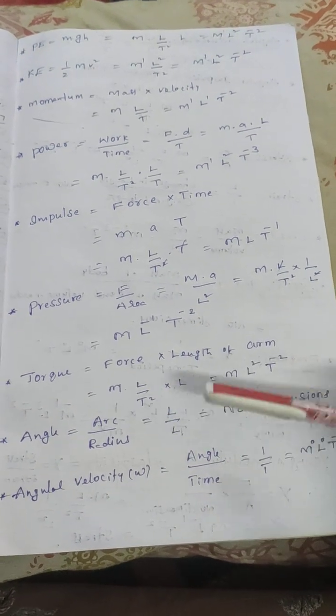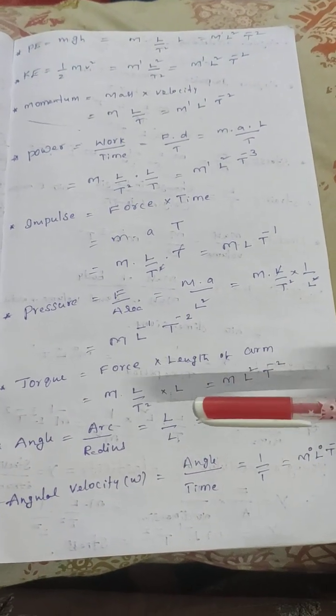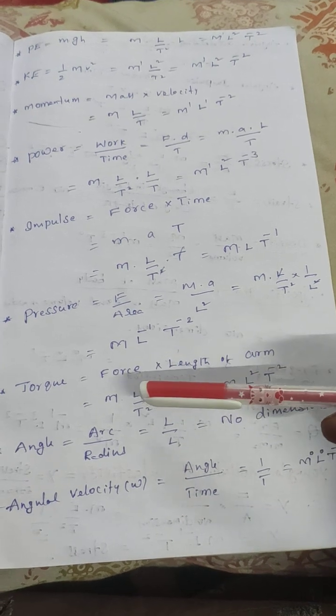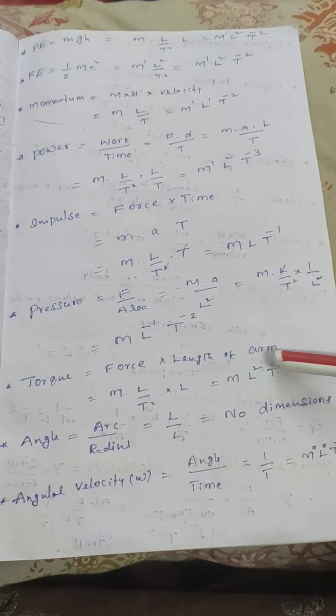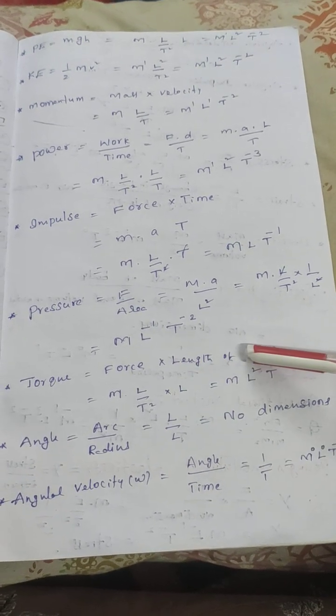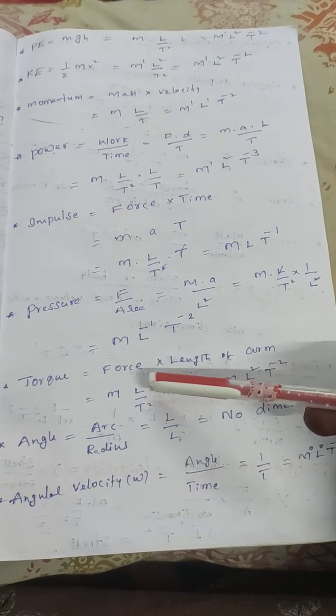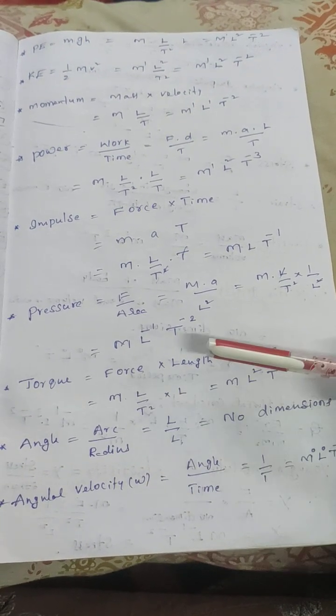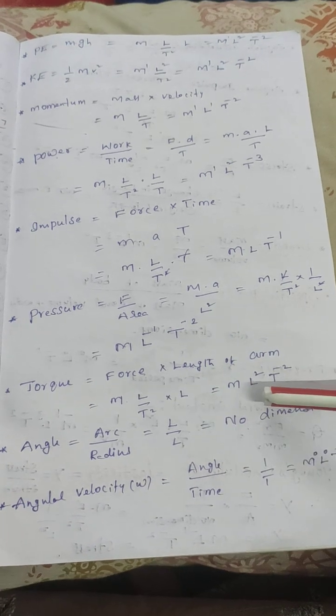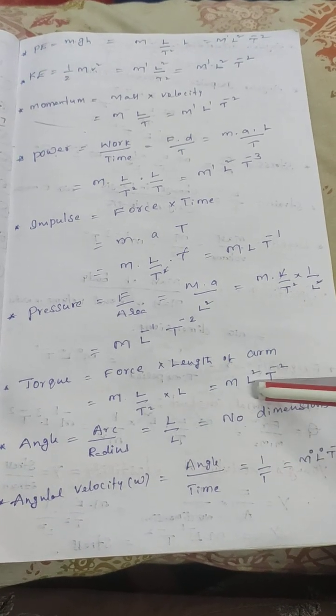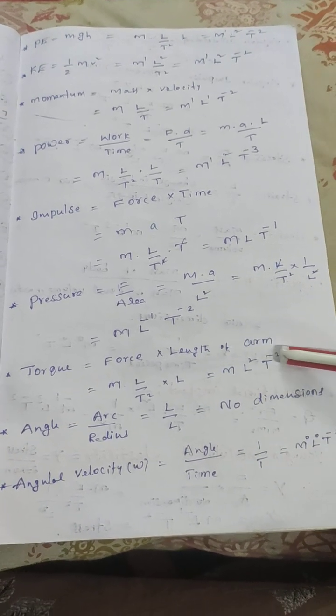Next, torque. Torque, in rotational motion, is force into length of arm, force into r. Force is m into a. M, L by t square acceleration, length L. Finally, m power 1, L power 2, t power minus 2.